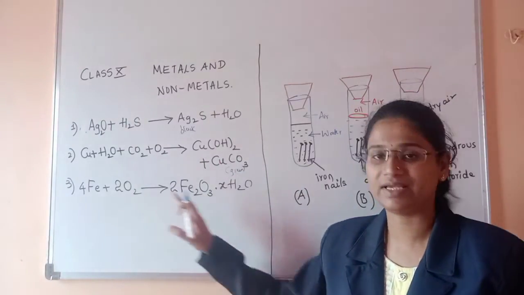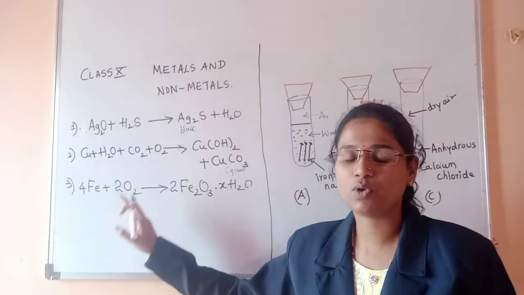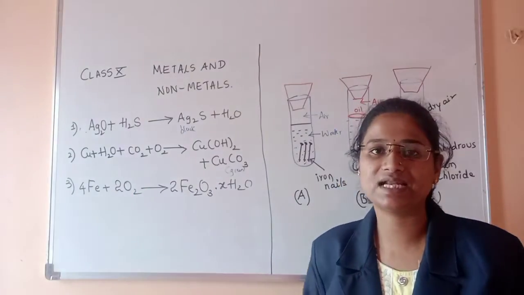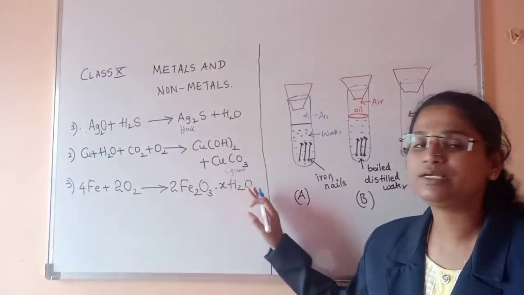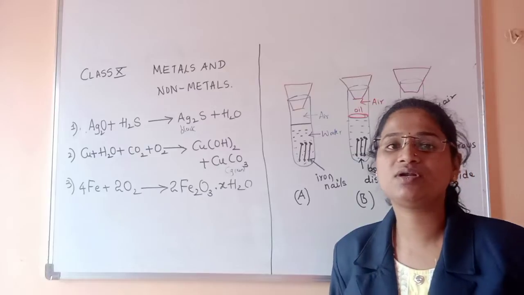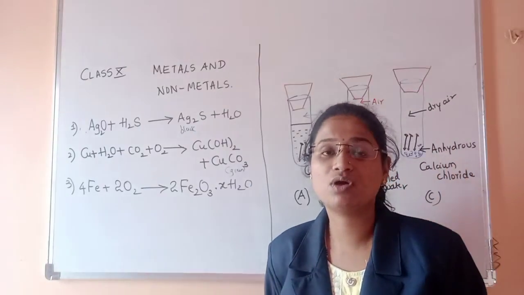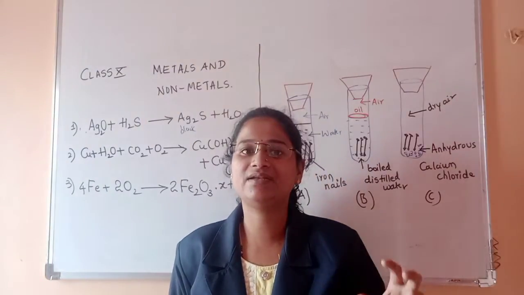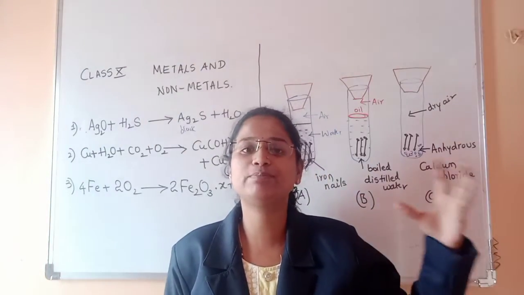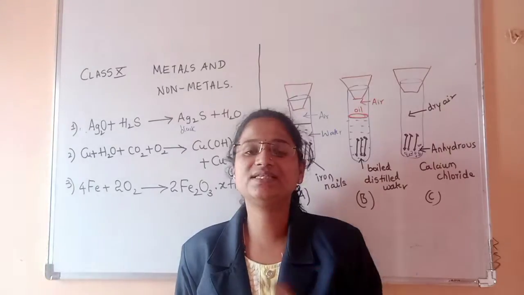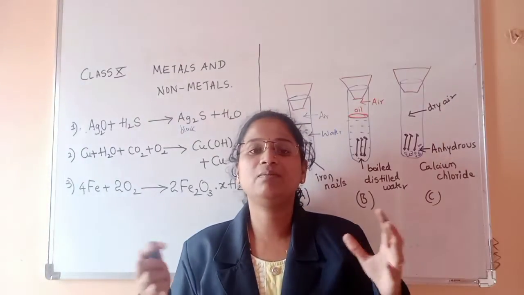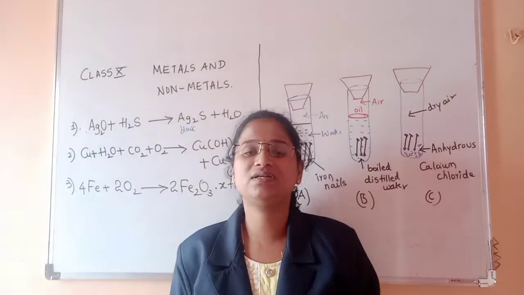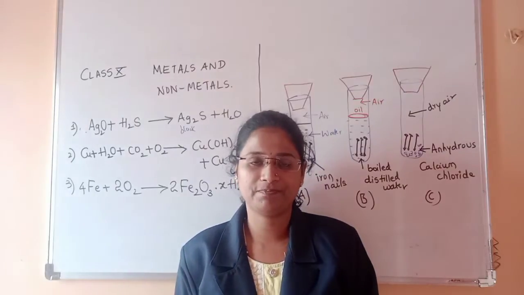Similarly, the rusting of iron. When iron reacts with water as well as oxygen present in the atmosphere, it converts into iron oxide, which is called rusted iron, or rust. All these reactions make the metal inefficient or cause it to lose its properties. This process, where the metal loses its properties, is called corrosion, right?